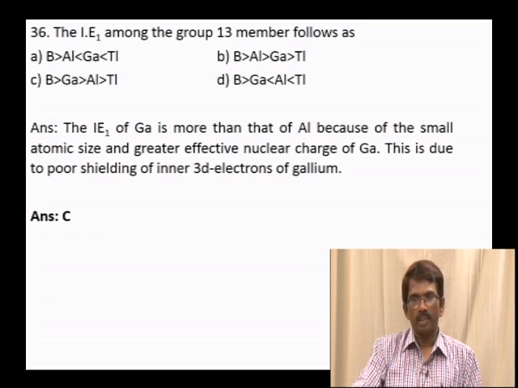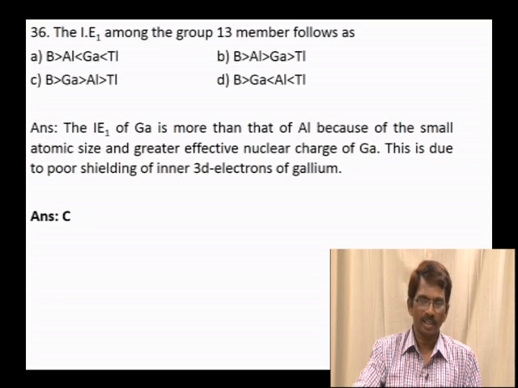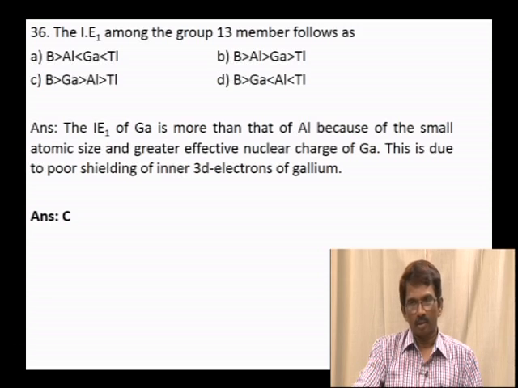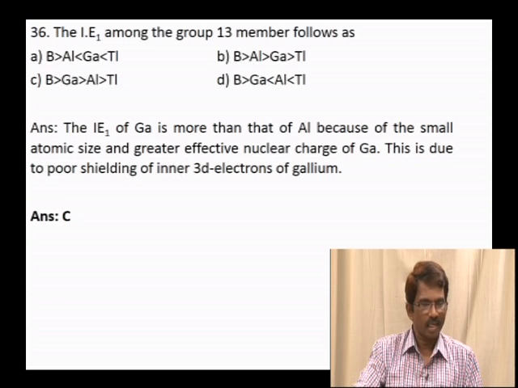See, usually ionization energy or enthalpy is considered as energy required to remove the outermost electron from an isolated gaseous atom. Normally the ionization enthalpy values decrease when you move down a group because of the increase in size. In the boron family, the gallium, which lies below aluminum, has more ionization enthalpy compared to aluminum because of its small size and effective nuclear charge of gallium.